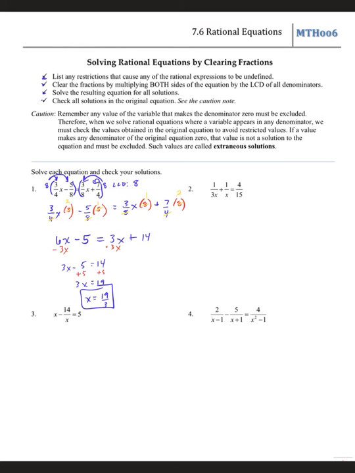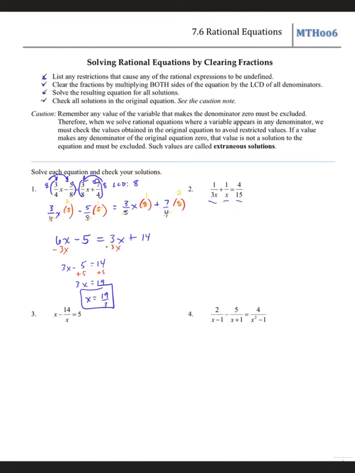Number 2, we have 1 over 3x plus 1 over x equals 4/15. Again, the first thing we have to do is list any restrictions that cause any of the rational expressions to be undefined. So we want to look at each of these denominators, 3x, x, and a 15.